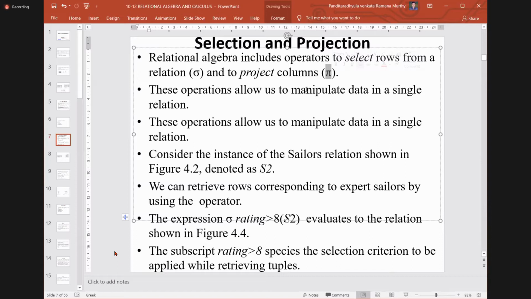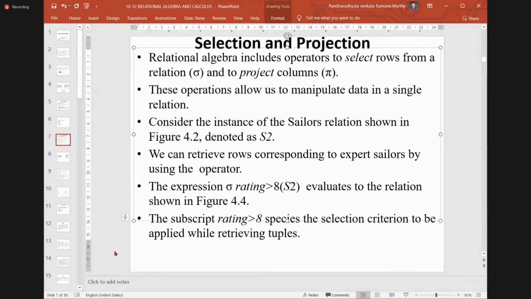These operators allow us to manipulate data in a single relation. Manipulation here means nothing but retrieving data, retrieving rows or columns, nothing else. These operators allow us to manipulate data in a single relation.